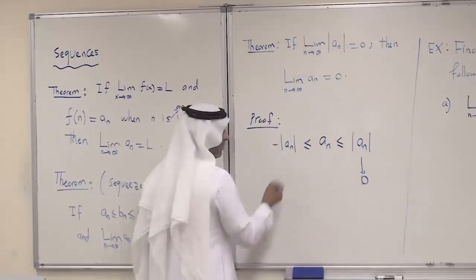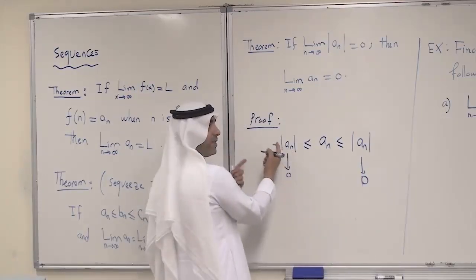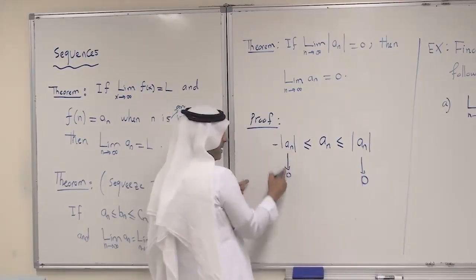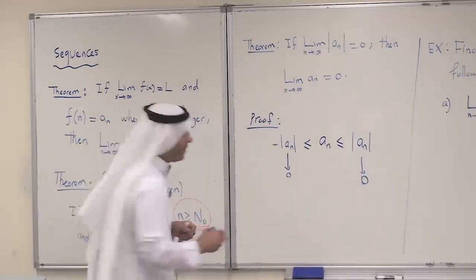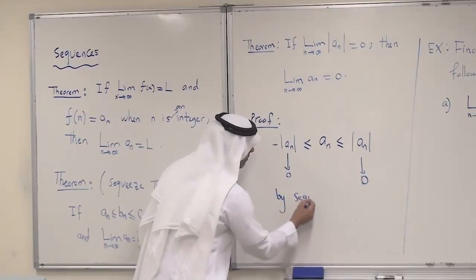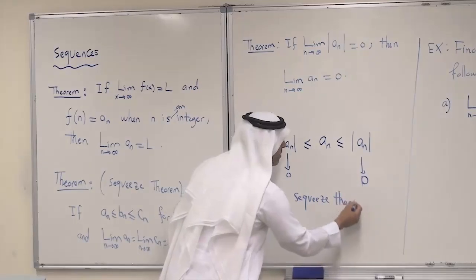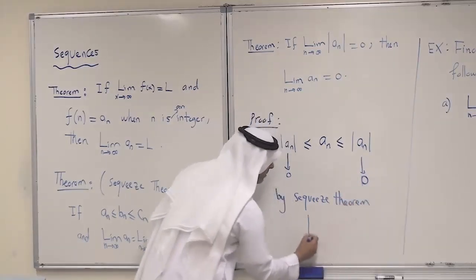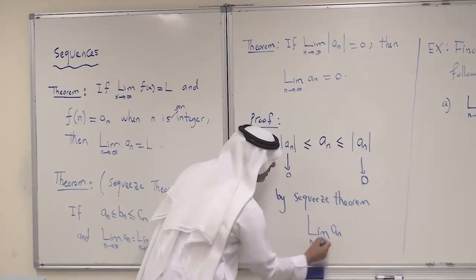Fine. What about the limit of this? Also it goes to 0. Why? It's a constant times this. A constant you can take outside the limit and still it is going to 0. That's a convergent sequence. So what can you say about the middle one? By the squeeze theorem, what do we have? By the squeeze theorem, we also have the limit of a n is equal to 0.